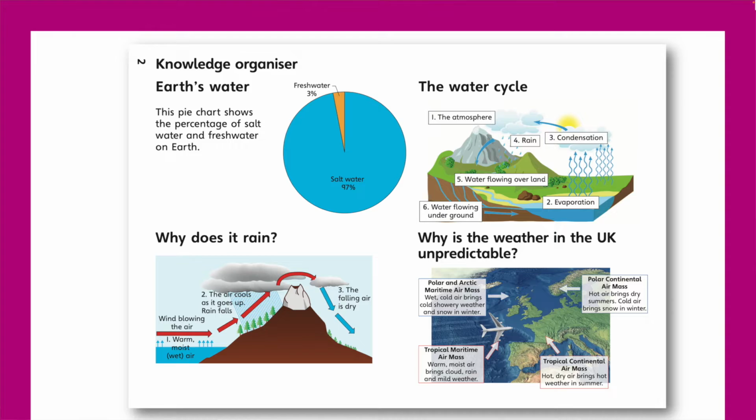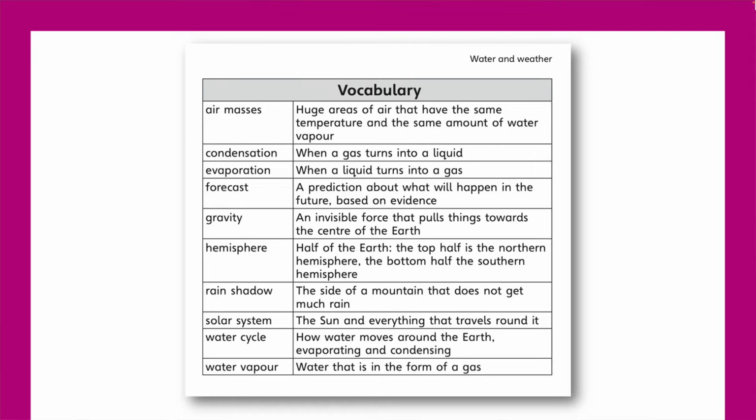So, let's take a closer look at the work booklet that pupils will complete as they move through this unit. The booklet begins with a knowledge organiser. Some knowledge is much more clearly communicated with images and diagrams than words, and the water cycle is a good example of this. A number of graphics set out the big concepts of this unit in the knowledge organiser, but there's also a list of key vocabulary which pupils will encounter throughout the unit.